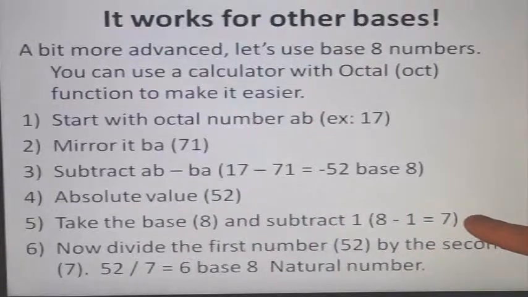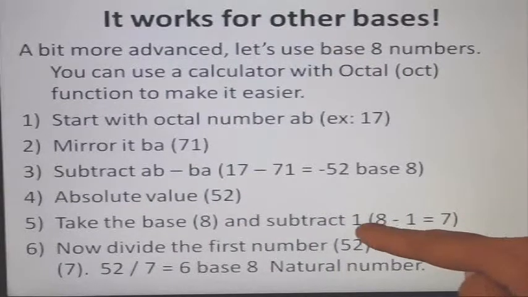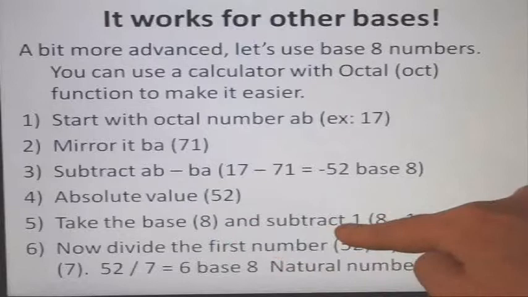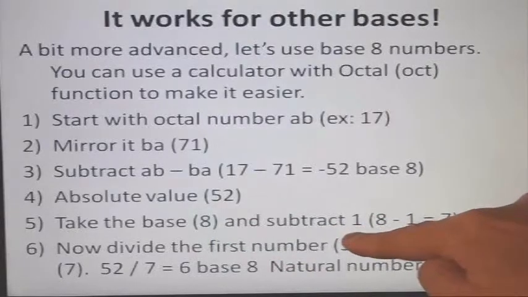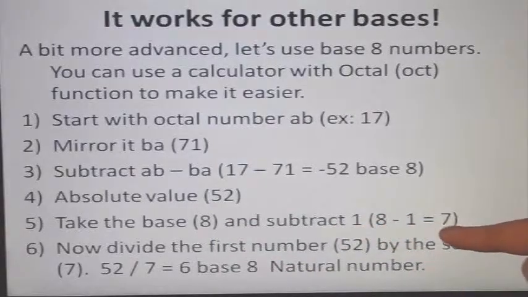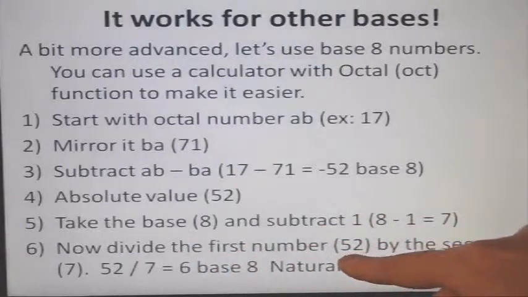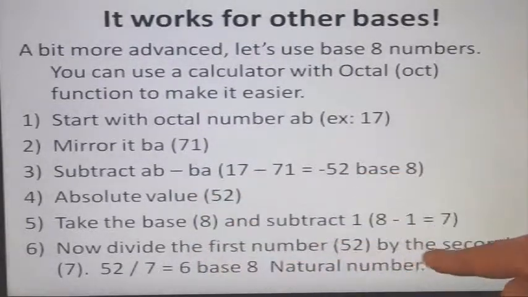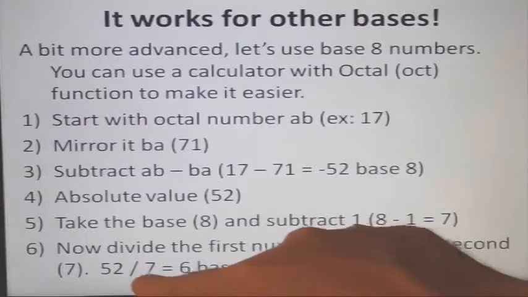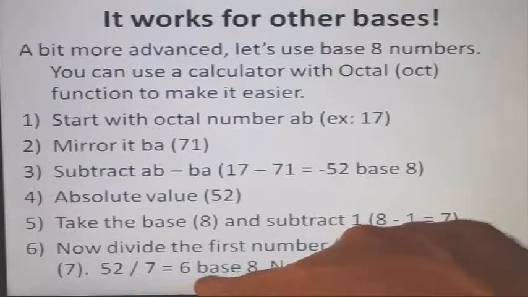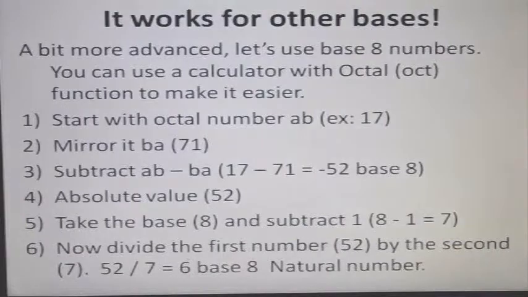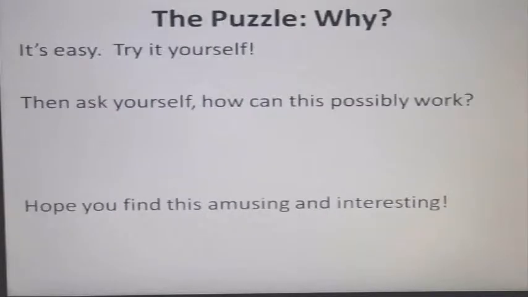We remove the negative sign, and here's this unusual step. If you're going to do a different base, what you need to do is take the base, we're using base 8, and subtract 1. So we get 7. 8 minus 1 is 7. So we're going to use 7 instead of 9. Now we divide that number we got up here, 52, by the 7. So 52 divided by 7 equals 6 in base 8. And again, we have a natural number even though we're using an unusual base.